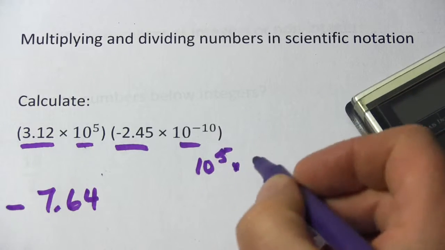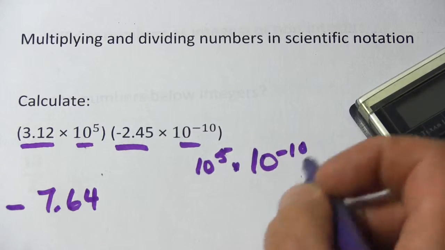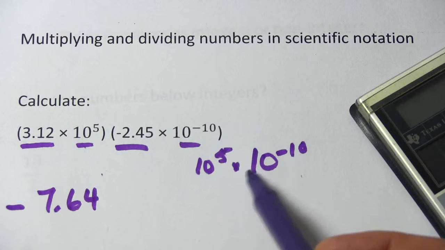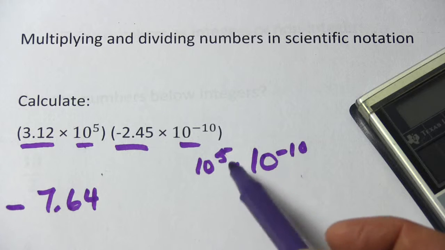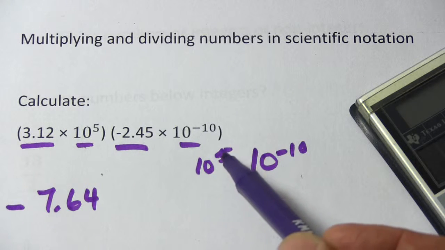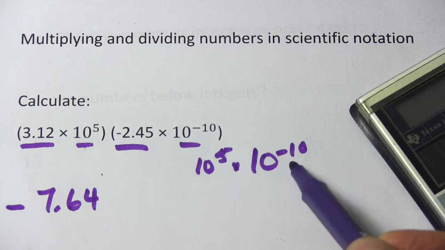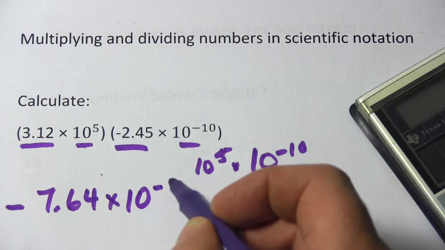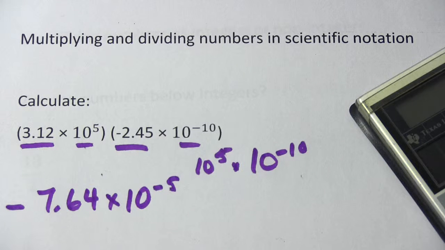times 10 to the negative 10th. When the bases, that's the 10 part, are the same, and you're multiplying numbers with exponents, you just add the exponents. So this is really a 5 plus a negative 10, and that would be a negative 5, so we get 10 to the negative 5th. So the answer to this multiplication problem is negative 7.64 times 10 to the negative 5th.